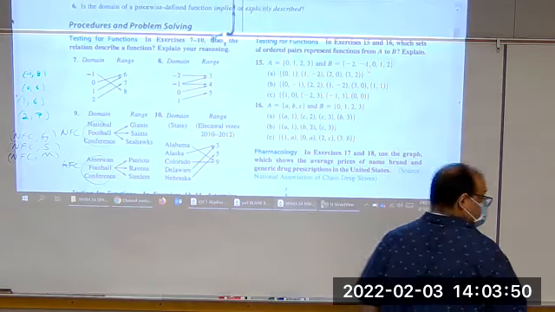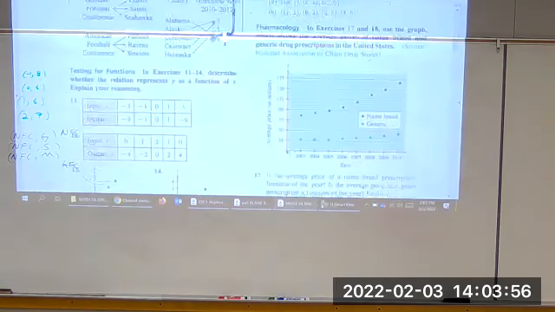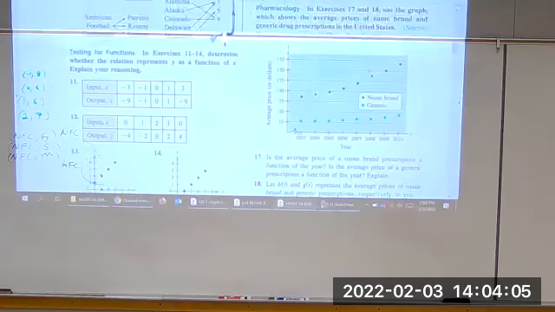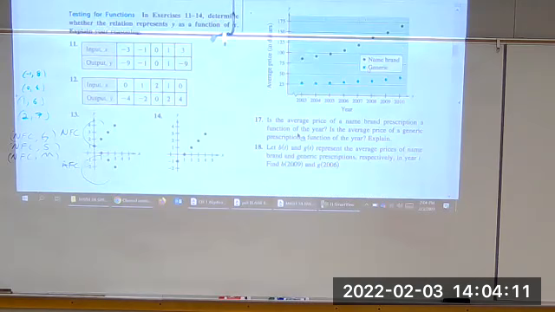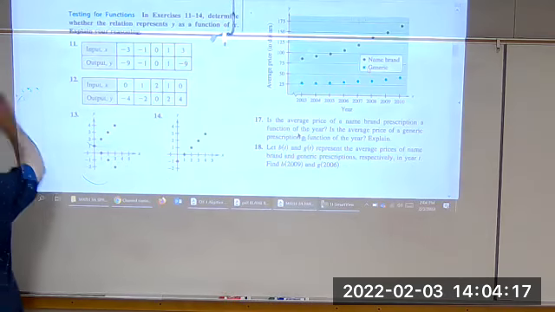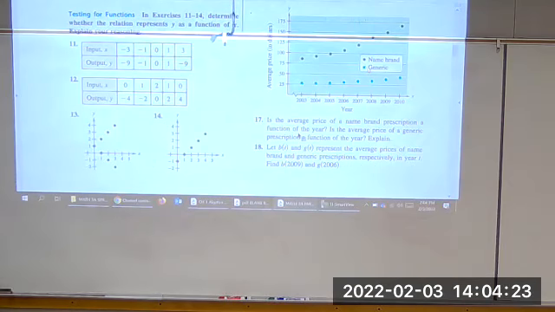10 and 13. In questions 11 through 14, the top one says, determine whether the relation represents Y as a function of X. So number 13 is a picture of a relation. All those little points, like a scatter plot, is a picture of a relation of ordered pairs. Is that picture a function?